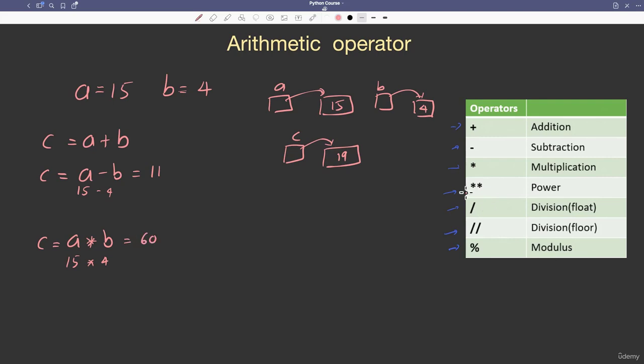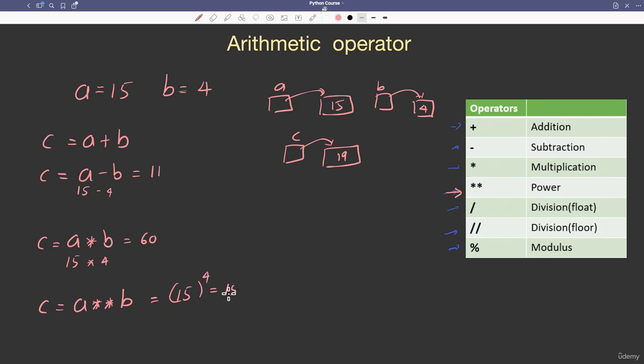Now these operations I have to explain in more detail. Power operator. What is power operator? Or exponent operator. When I write C assign A double star, or double asterisk, B. So this is A power B. So this means what? 15 power 4. A is 15 and B is 4. So this becomes 15 power 4.